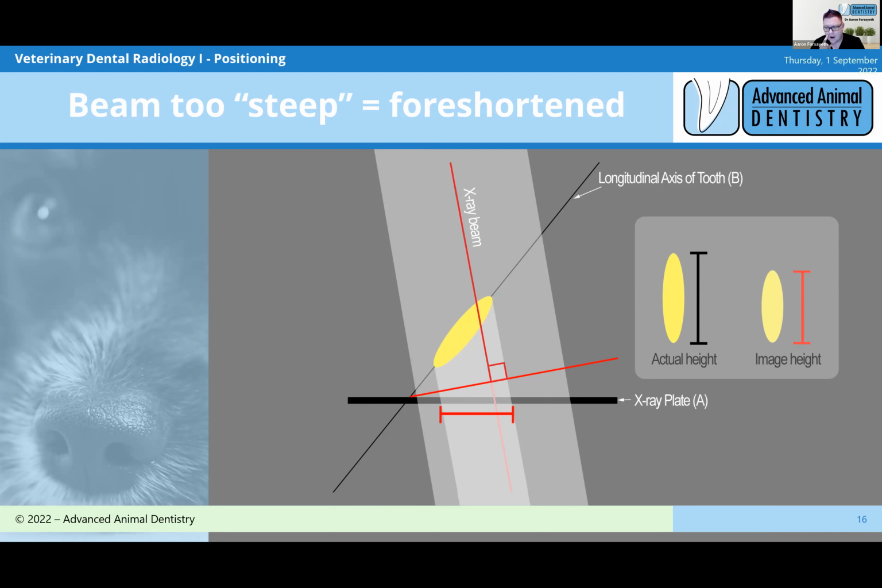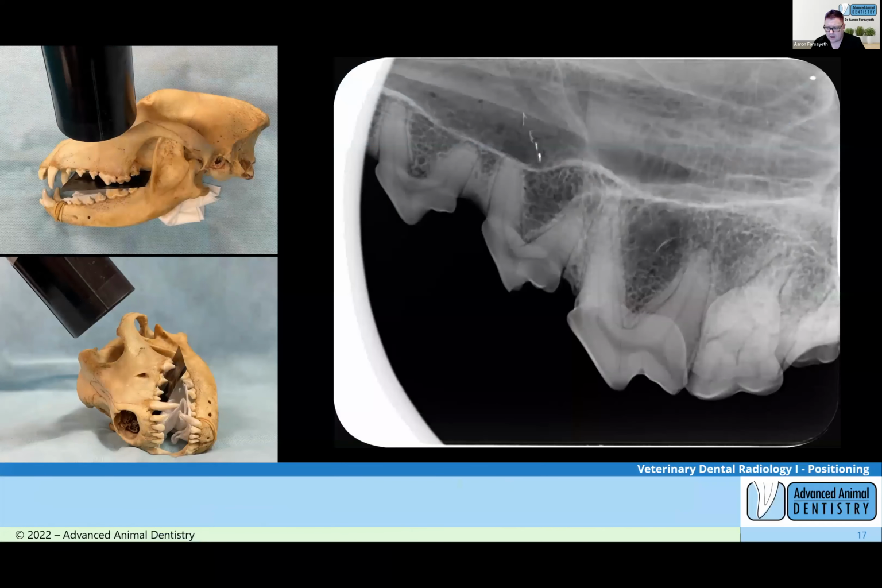Now, keep in mind, this has all got to do with whatever angle has been produced between A and B. If A and B are a very, very acute angle, so sub 20 degrees, the bisecting angle is only 10 degrees, you're nearly at a parallel technique, so the image is going to be pretty right. Okay, so I think that's it for diagrams. Let's look at some shots.